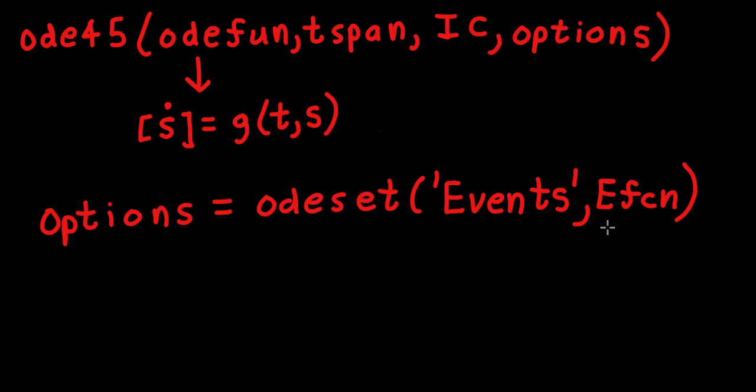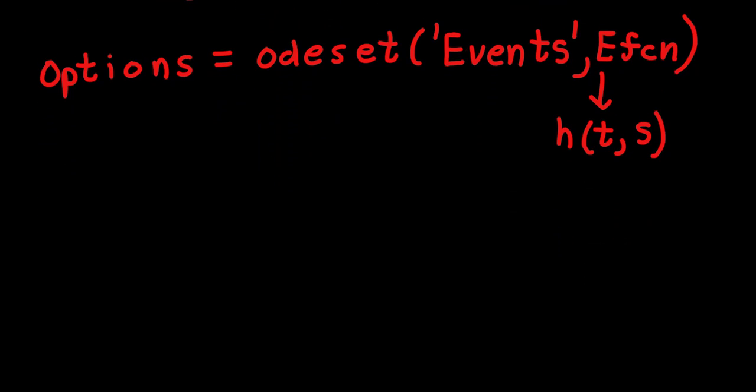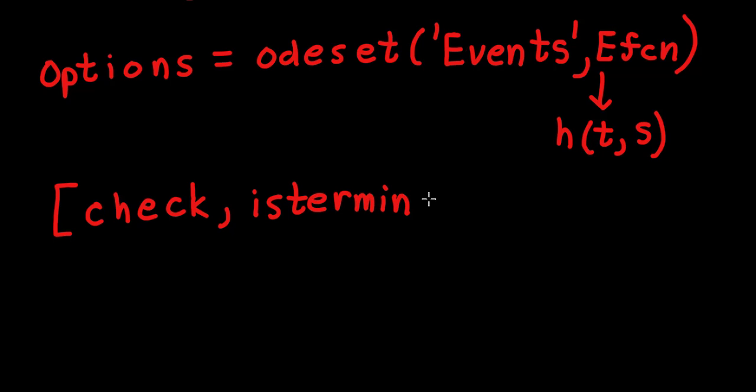Alright, and similar to ODE fun, the events function will be a function of time and our state variables. I'll call it some h of t and s, because it's not going to be the same as this function over here. However, unlike ODE fun, this function is going to return three outputs, and none of them are going to be the derivative of our state vector. These outputs are going to be check, is terminal, and direction.